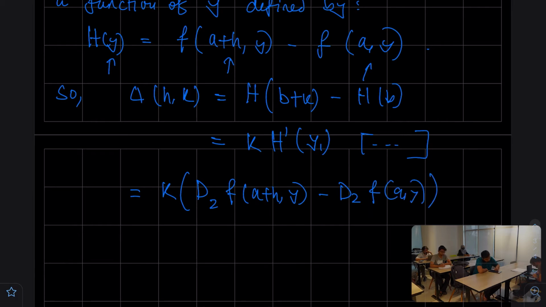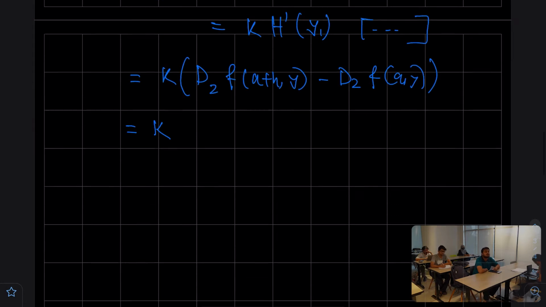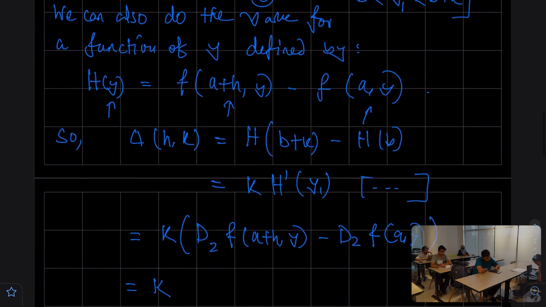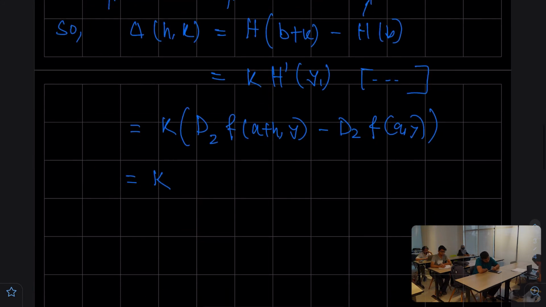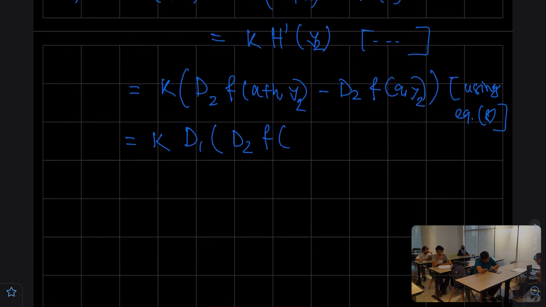Oops, I'm again running low on time. Okay, it's using equation 4. So what is this? I cannot say it's y1, I have to say it's y2, because y1 is already taken here. So I have to say this is x2 comma y2.